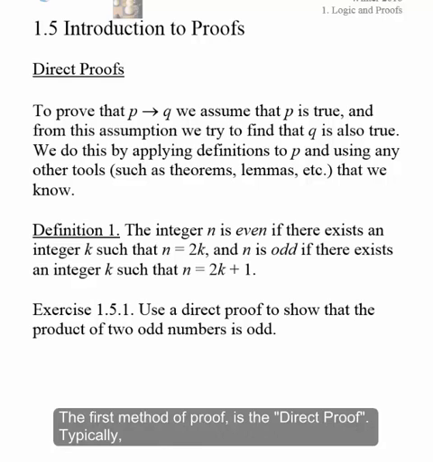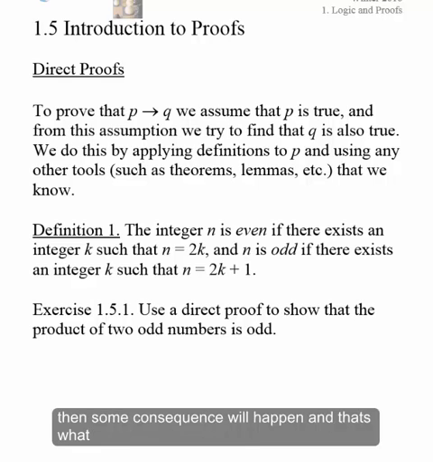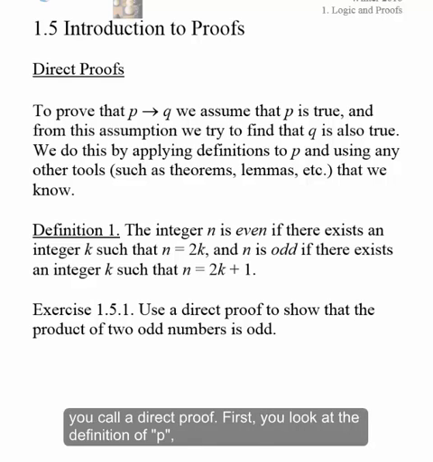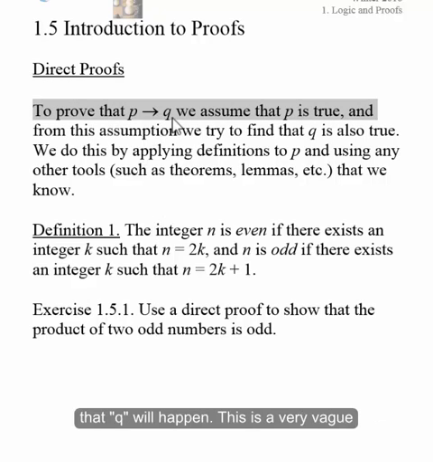The first method of proof is the direct proof. Typically what you want to prove is an implication. You say that if some condition meets, then some consequence will happen. And that's what you call a direct proof. So first, you look at the definition of P, analyze P, break it down into its parts, and try to come down to the conclusion that Q will happen.